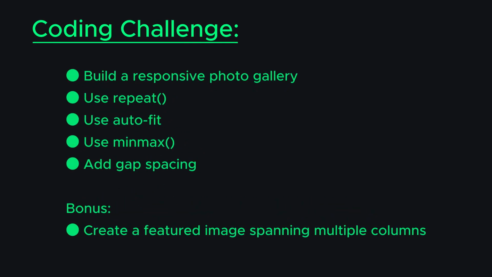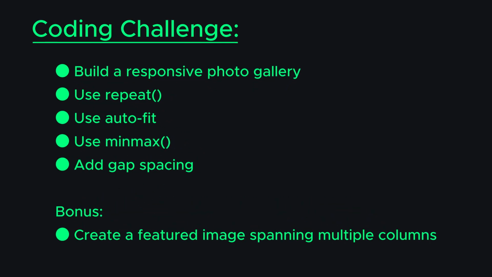Now it's your turn. Here's your challenge. Build a responsive photo gallery using CSS Grid. Your gallery must use display: grid, repeat, auto-fit, minmax, and gap. For bonus points, create a featured image that spans multiple columns using grid-column: span 2. Don't copy my version. Build your own, experiment, break things, fix them. That's how real learning happens.